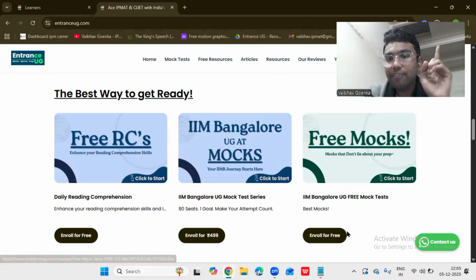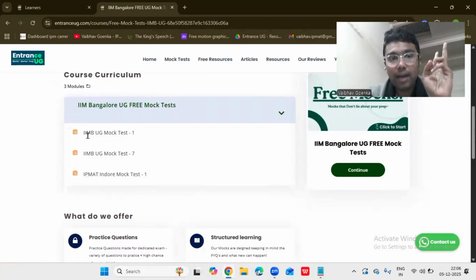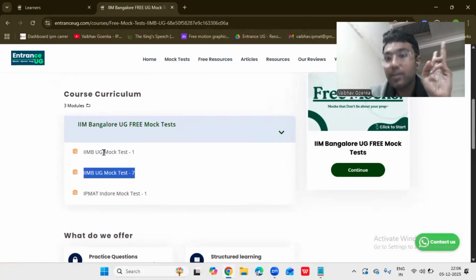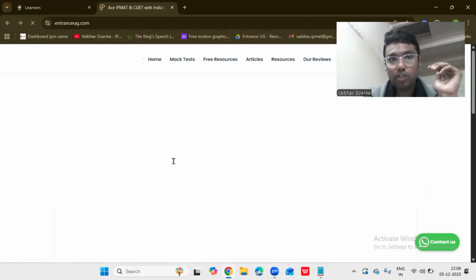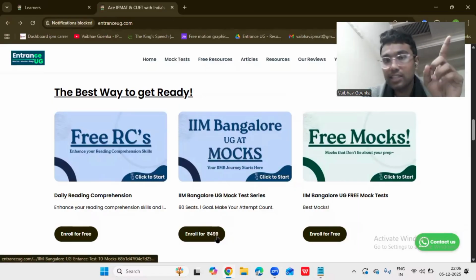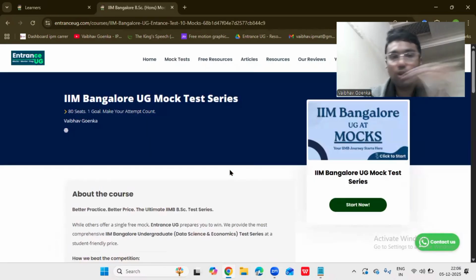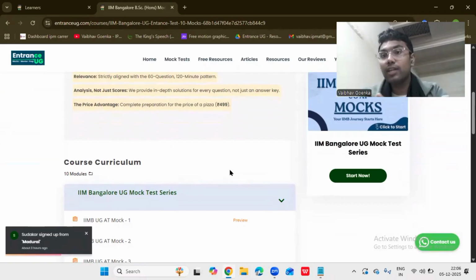So we have released two IIM Bangalore mocks for free, which are IIM Bangalore UG Mock Test 1 and IIM Bangalore UG Mock Test 2. These two mocks are available on Entrance UG for free, you can just give it and I'm pretty much sure it will help you a lot in your preparation. Plus, we also have our IIM Bangalore UG mock test series for just ₹499. There are 10 mocks and if you are able to solve all these 10 mocks, you will be like, bhaiya, mera cutoff clear ho hi raha hai. If you come out of the exam, you will be like, bhaiya, aapke mock ke type ke questions aaye. I will not say the same questions will come, but you will be able to use the same concepts in order to get the answers.